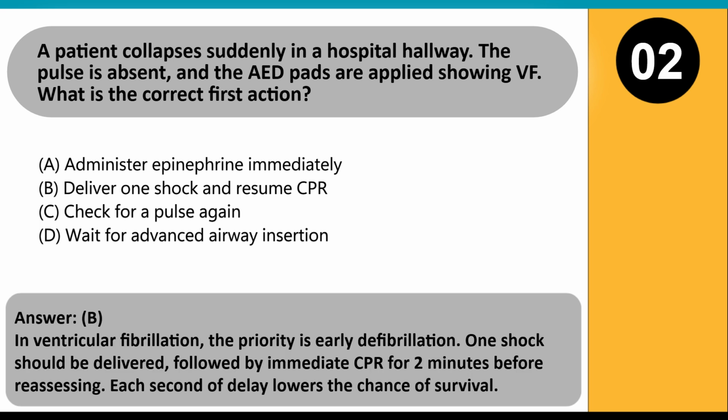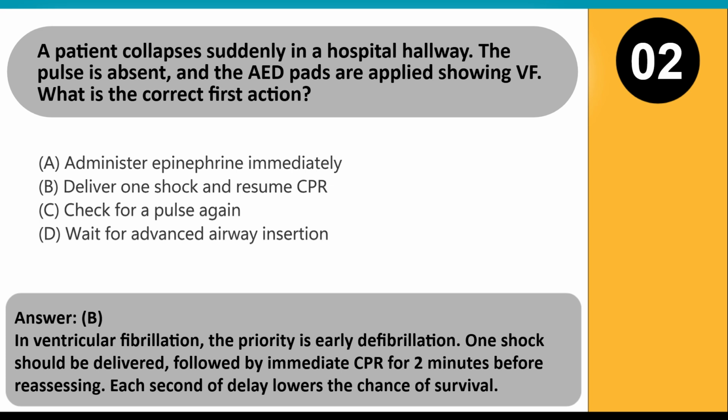Answer: B. In ventricular fibrillation, the priority is early defibrillation. 1 shock should be delivered, followed by immediate CPR for 2 minutes before reassessing. Each second of delay lowers the chance of survival.